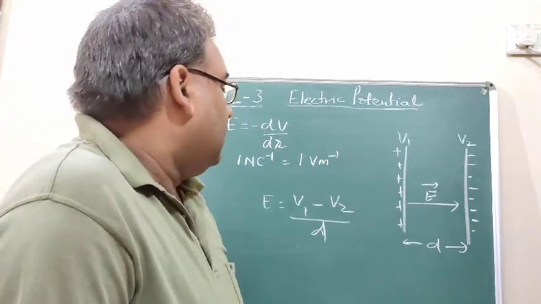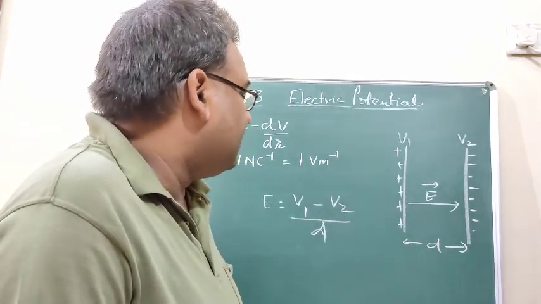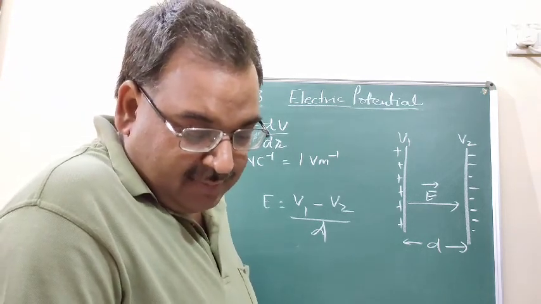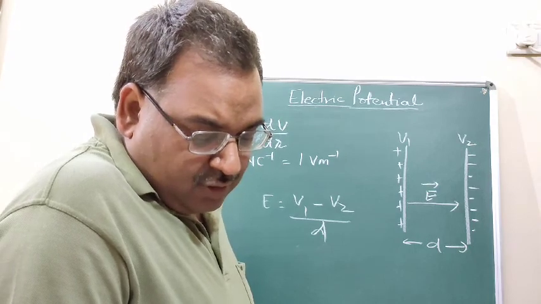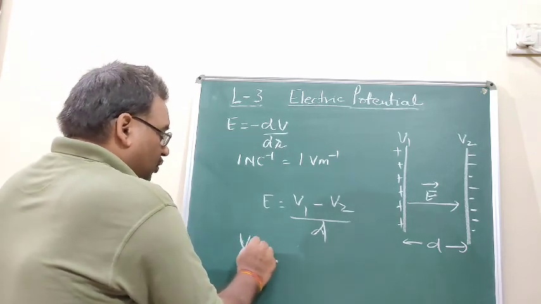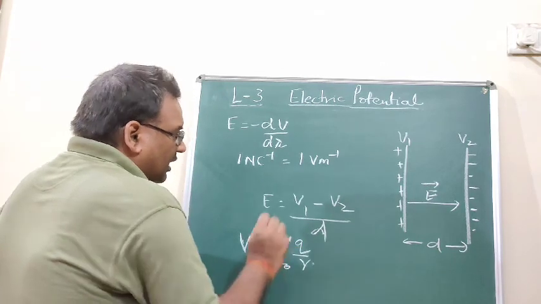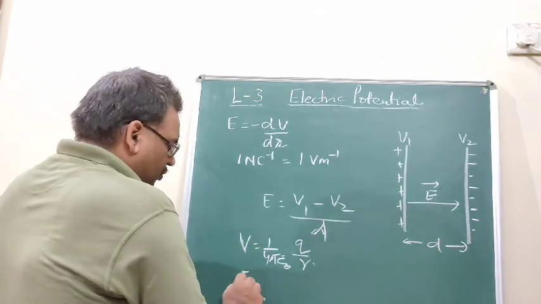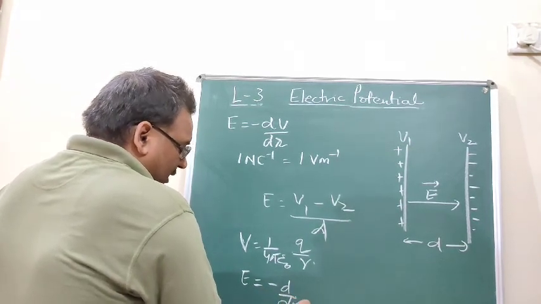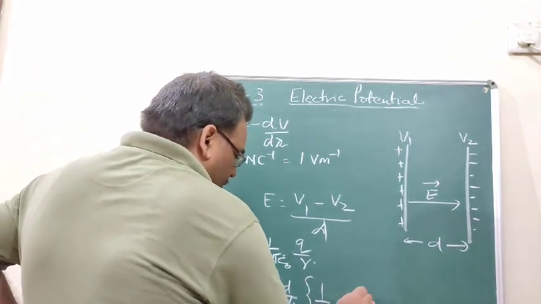Is it clear? So for two metallic plates having positive and negative charges, the electric field is given by the formula V1 minus V2 upon d, where d is the distance between the two plates. Then we also know that V is equal to 1 upon 4 pi epsilon naught Q upon R. And from this formula we have E is equal to minus d upon dr of 1 upon 4 pi epsilon naught Q upon R.